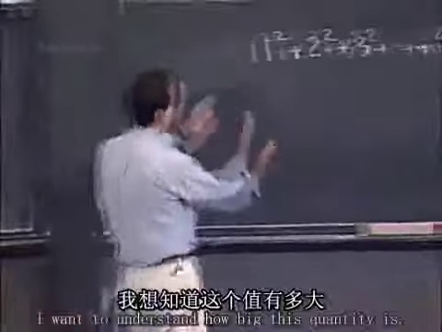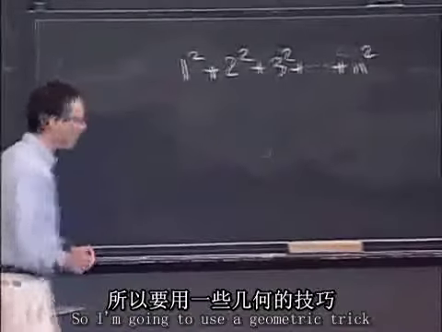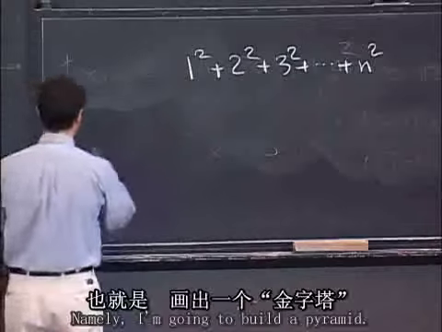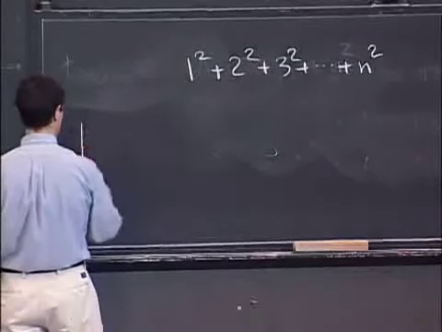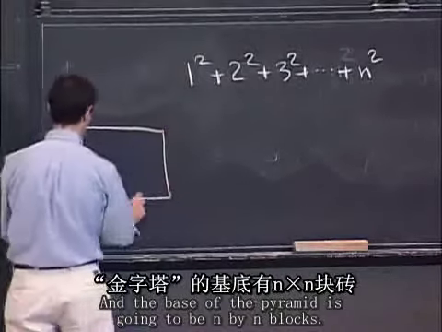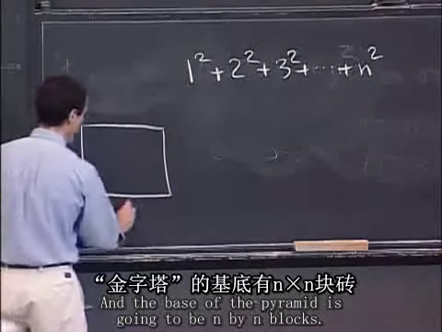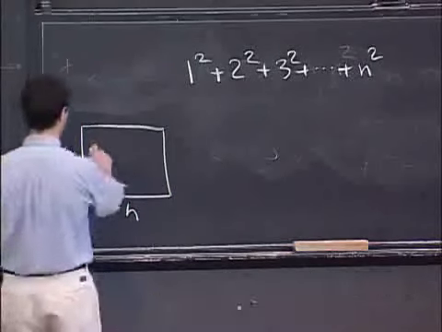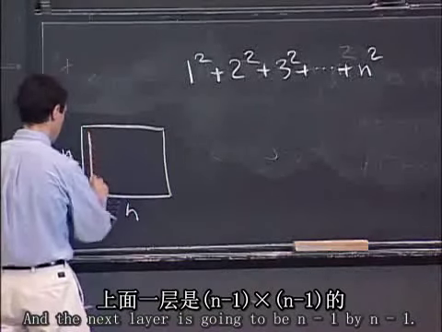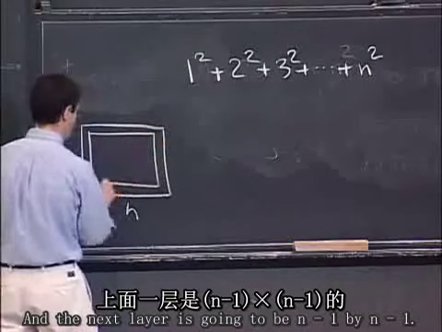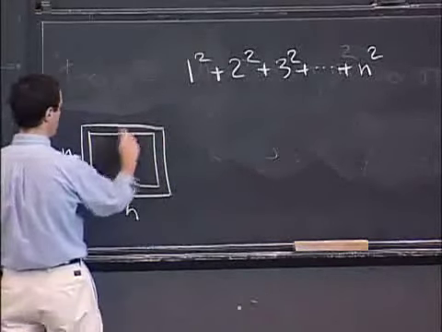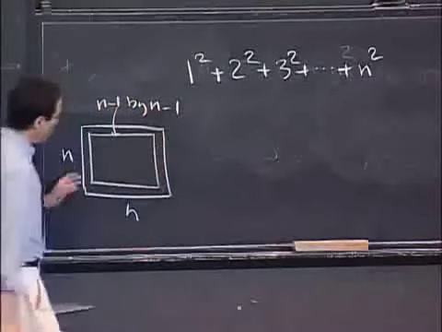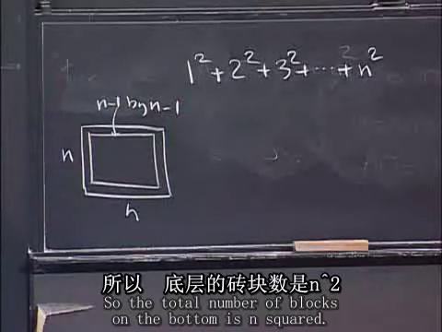I want to understand how big this quantity is, so I'm going to use a geometric trick to draw a picture of this quantity. Namely, I'm going to build a pyramid. And the base of the pyramid is going to be n by n blocks. So imagine we're in Egypt and we're building a pyramid, and the next layer is going to be n minus 1 by n minus 1. So the total number of blocks on the bottom layer is n squared.